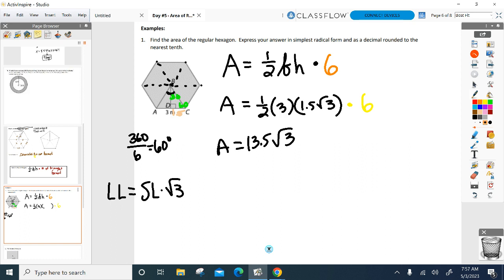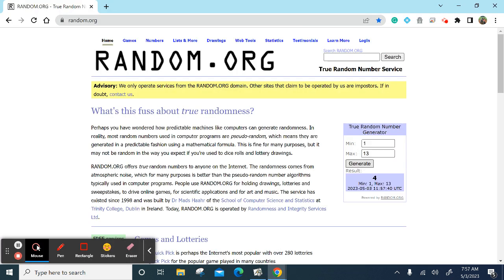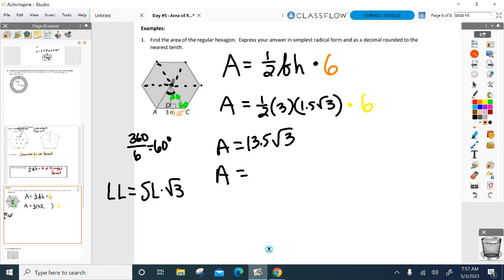And let's keep going with the directions. And as a decimal rounded to the nearest tenth. So what is 13.5 radical 3 rounded to the nearest tenth? Because I'd like both answers just to keep practicing your rounding. When you're ready there. What do you got back there? 23.4. Look at you. There we go.